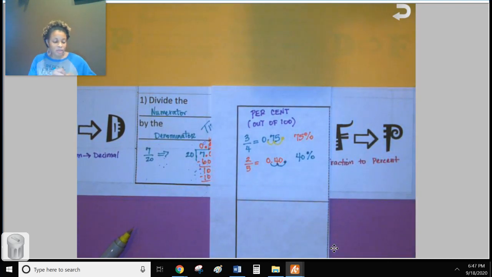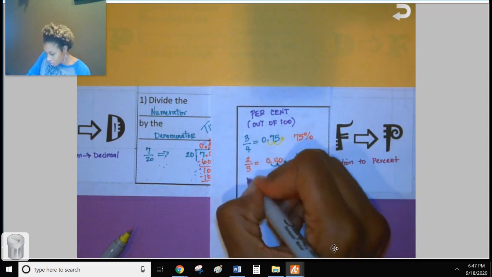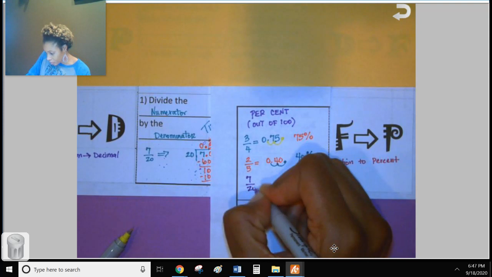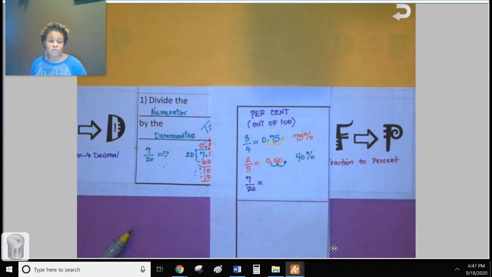And last, I want to let you guys try one. What about 7/20? What would 7/20 be as a decimal? Take a second, pause the video, and give me that percentage.